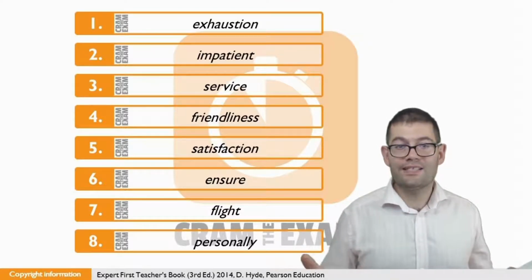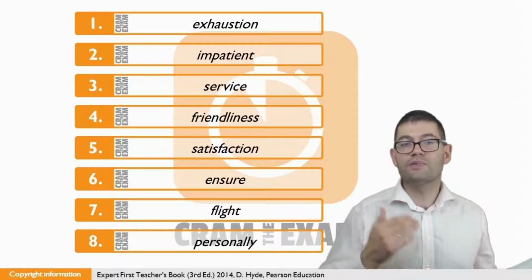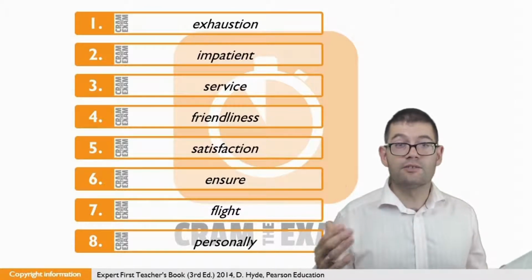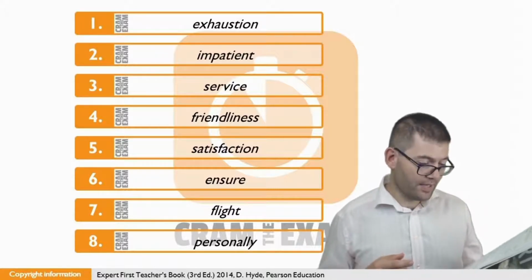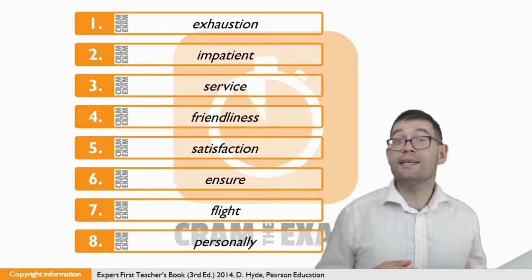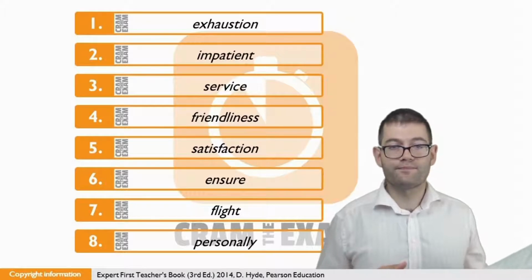Question number 4, easy peasy. Before the gap we've got an article, we don't have the noun to which that article refers, which is why we have to put the noun in this gap. If we have a look at the stem word, we can see that the noun that we need is friendliness.